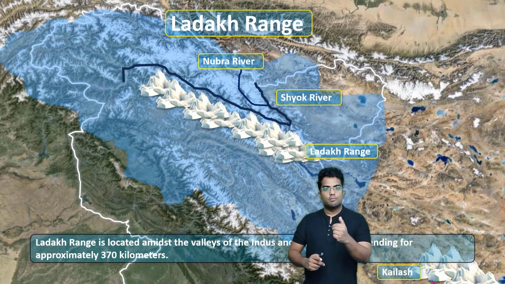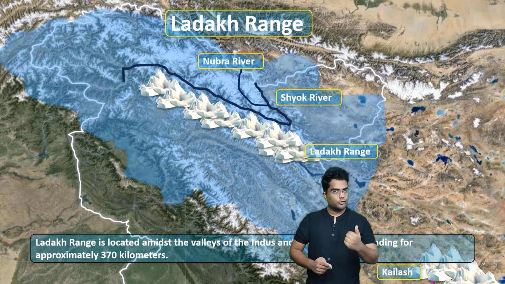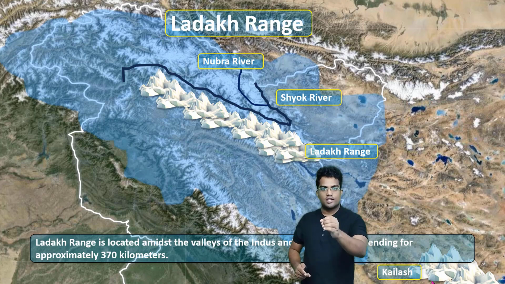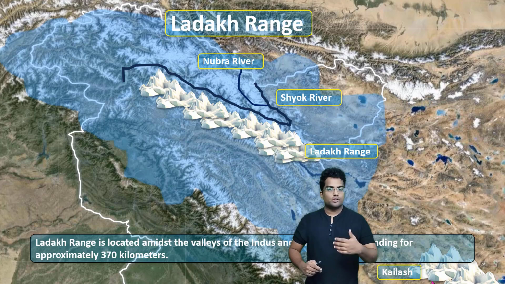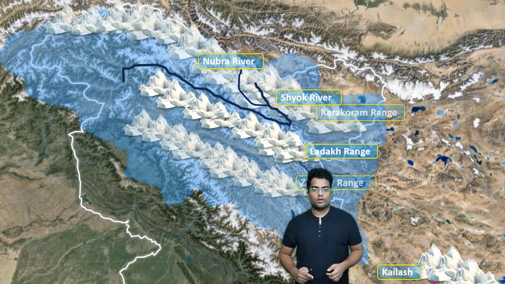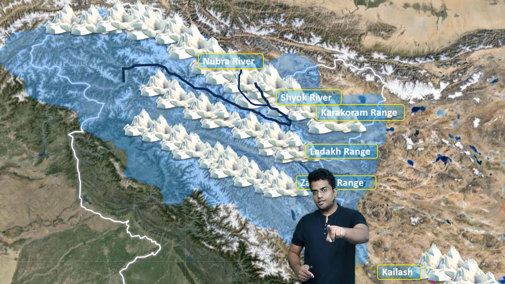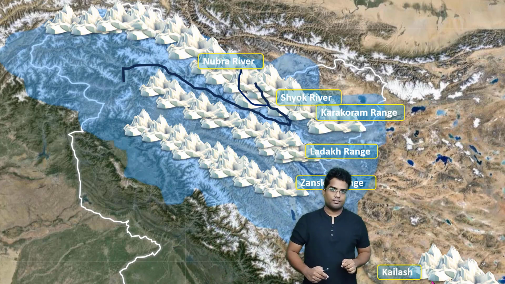Shyok River is supported by its tributary called the Nubra River. You should know that both of these rivers, the Shyok River as well as the Nubra River, rise from the Karakoram range. So this is how it looks. At the very top you have the Karakoram range. From the Karakoram range, the Shyok River as well as the Nubra River arise, and it basically splits the Karakoram range and the Ladakh range, right?